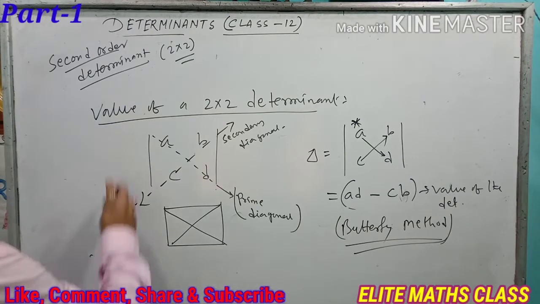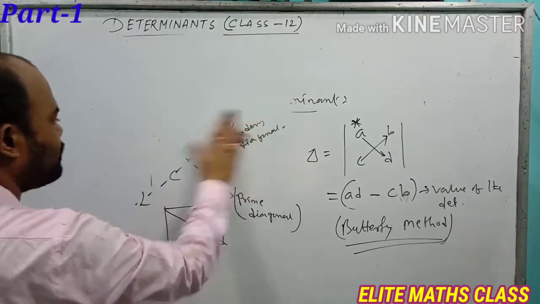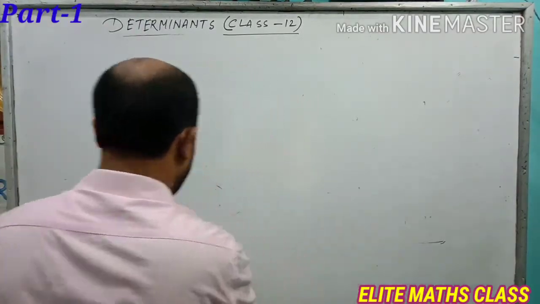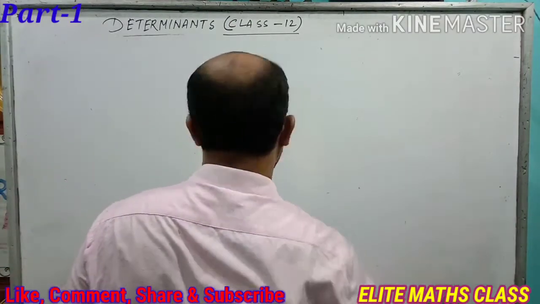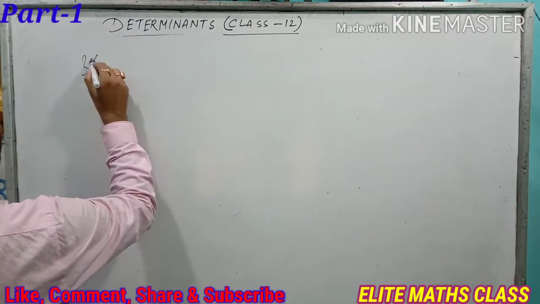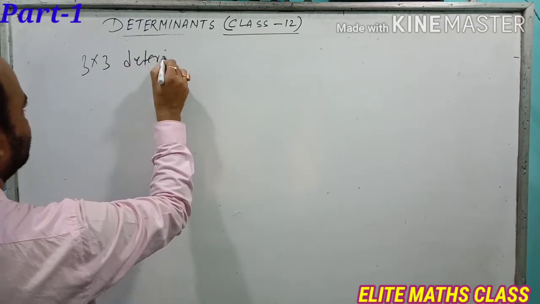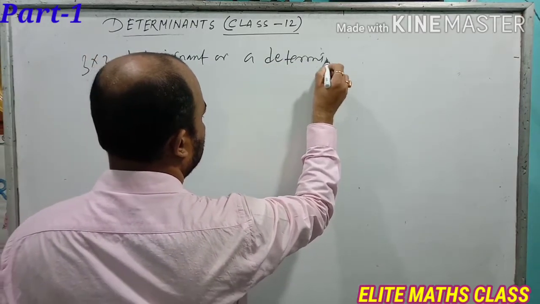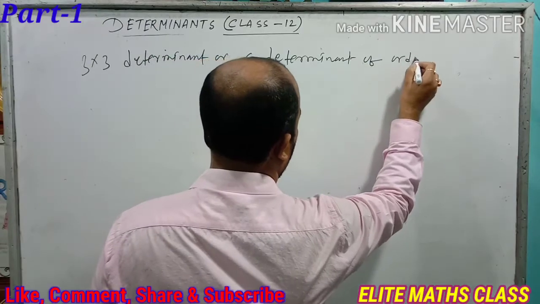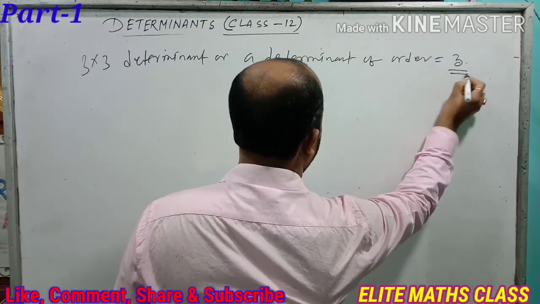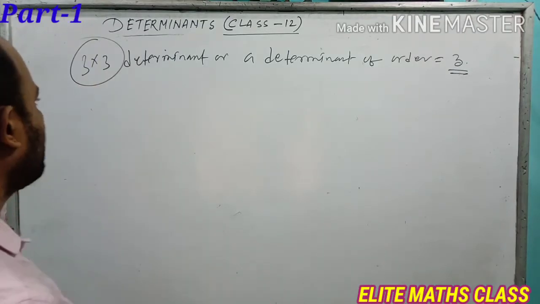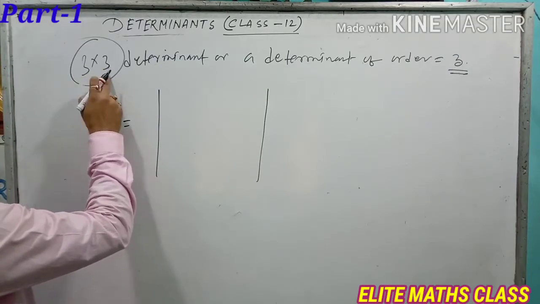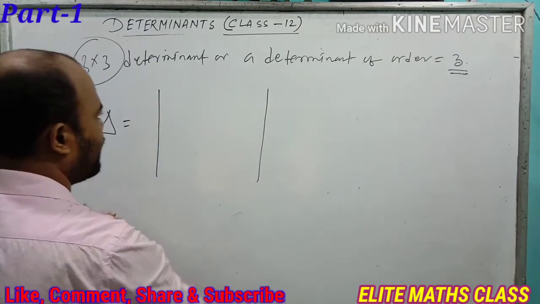Now, the third order determinant. Up to this is in your syllabus: 3 by 3 determinants, or determinants of order 3. First see the general structure. Order 3 means it is a 3 by 3 determinant. Let delta be a 3 by 3 determinant. As the order is 3 by 3, how many elements will there be? There will be 9 elements, that is 9 positions.